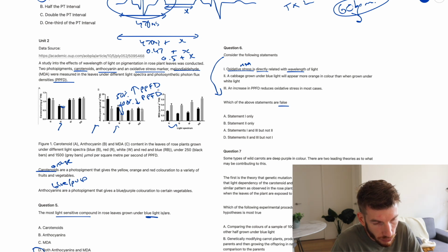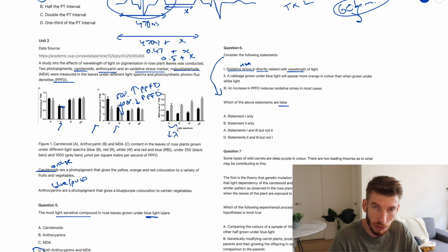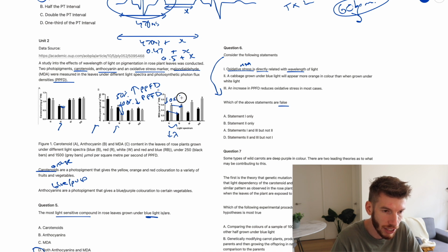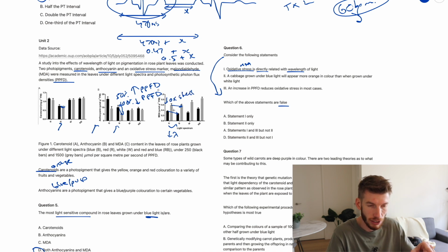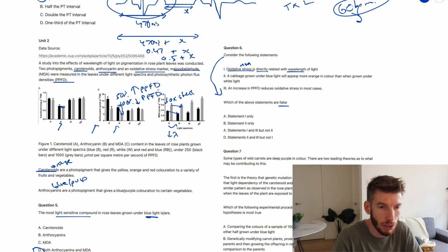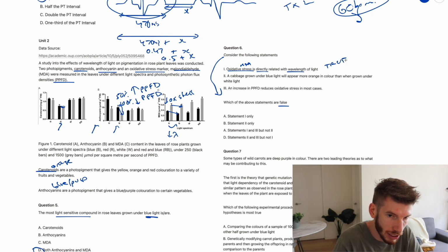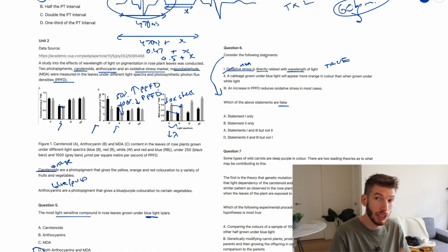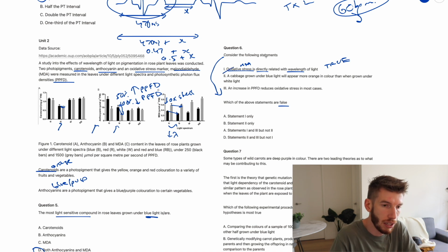So from red to blue, what I'm doing here is I'm decreasing the wavelength, right? Then I look at what happens to the MDA content. The MDA at certain individual light intensities decreases very slightly. Because that's also decreasing, that is a decrease in oxidative stress. And because decreasing wavelength is decreasing oxidative stress, that is a direct relationship, which makes that true, which means that is not the answer that we want. So therefore 1 is actually out because we're looking for false.